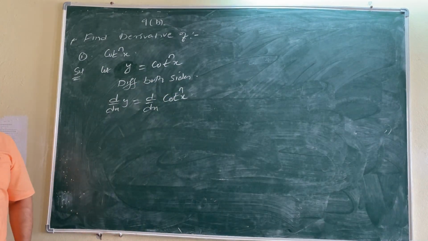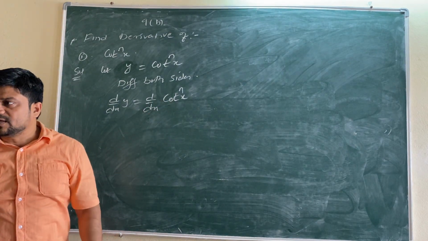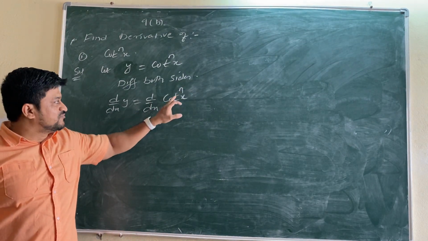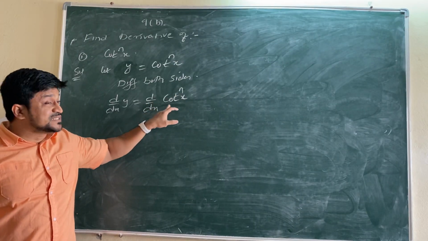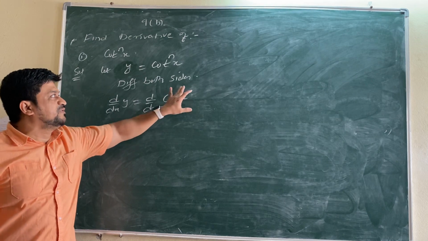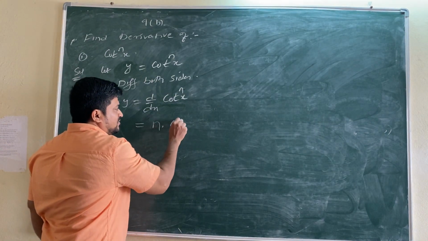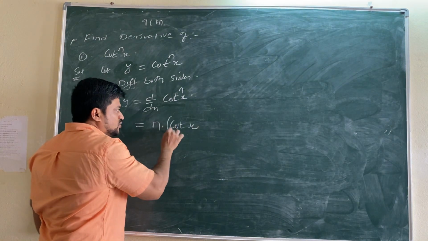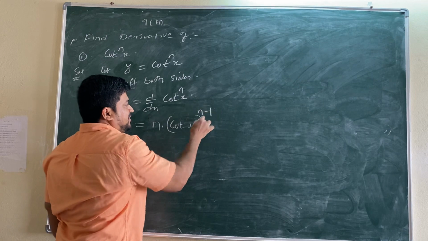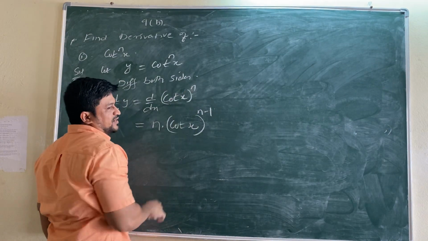So d by dx on left side, d by dx on right side. Immediately what we have to think by seeing this question, derivative of cot will not do. Whenever it has power, we have to think this is x. In our mind, think that this is x power n. So what is the formula for x power n? n into x power n minus 1, or those who are interested can write bracket and write n minus 1. In your mind, you have to think that this is like that, whole power n.